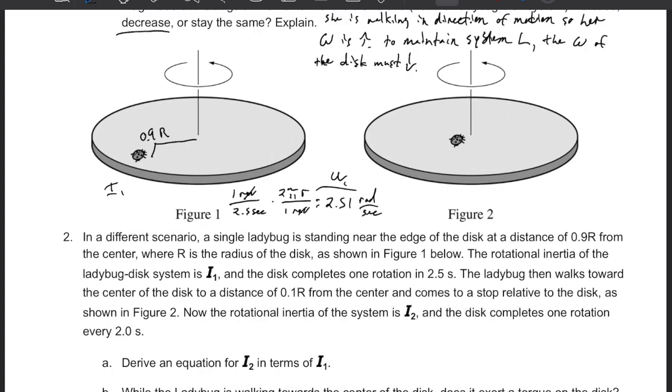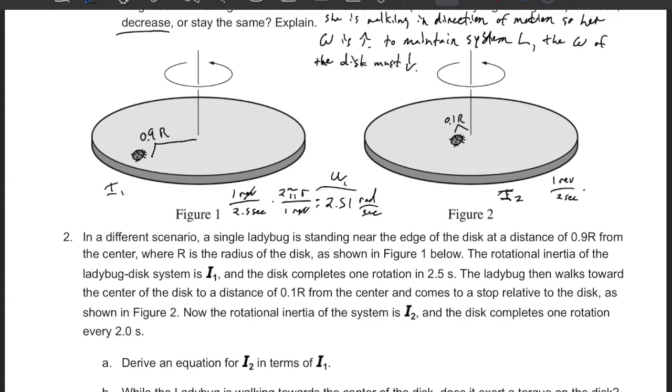Ladybug 2, she's moving in much closer to the center of the circle, to the pivot point. Now her radius is 0.1 r. And it takes 2 seconds now for it to rotate all the way around. Seems like our period has gotten shorter. Our omega, the time it takes to travel all the way around, angular speed has increased.